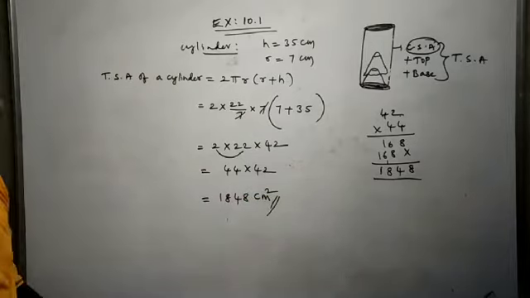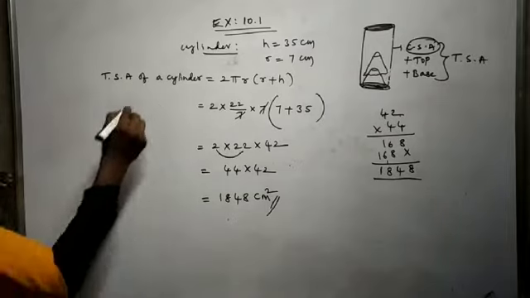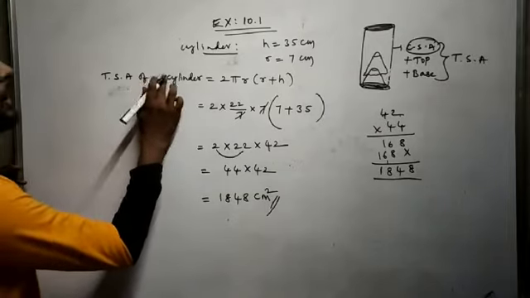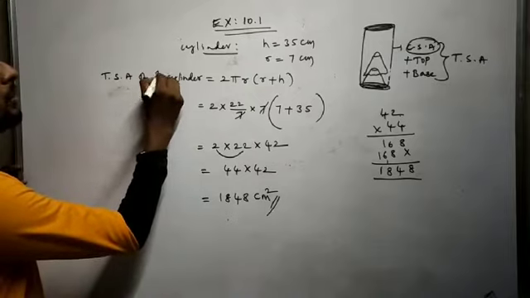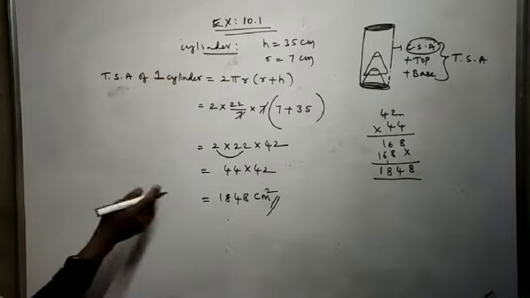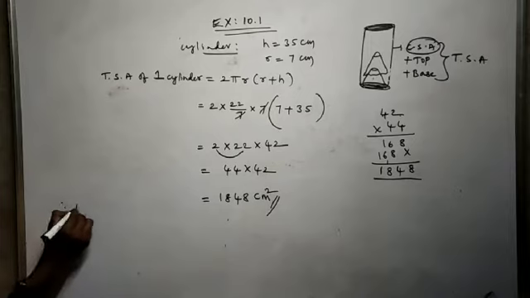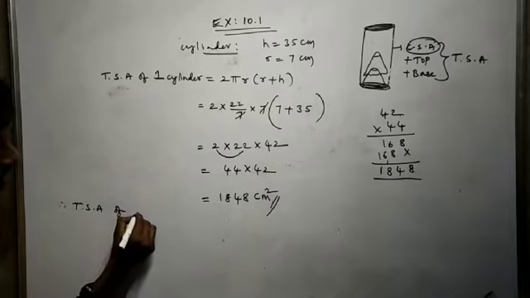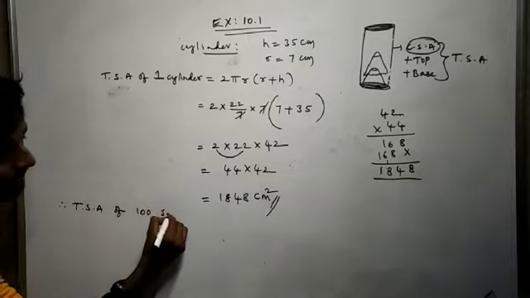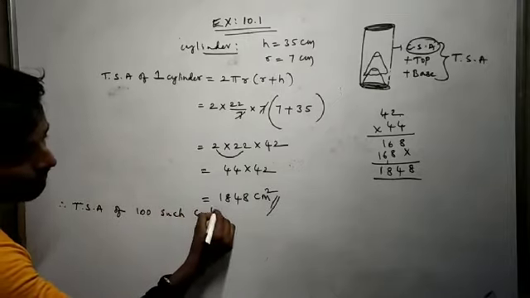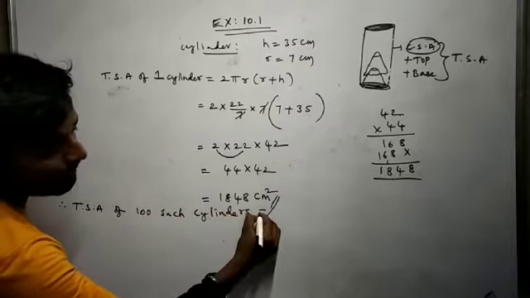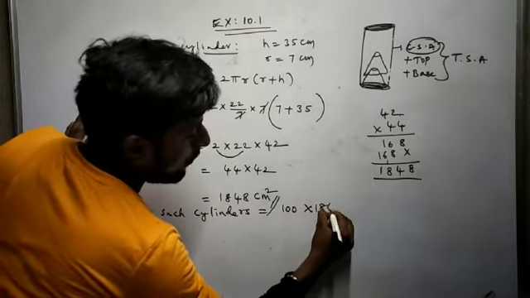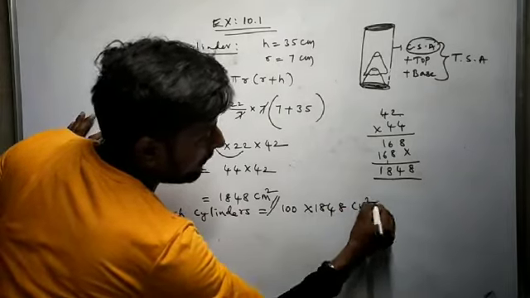Correct? But that is the TSA of one cylinder. "Of a cylinder" means it's talking about only one. But what is he asking? Therefore the TSA of 100 such cylinders, same size cylinders, if you want to make. So I'll write 100 into 1848 centimeter square, simple.